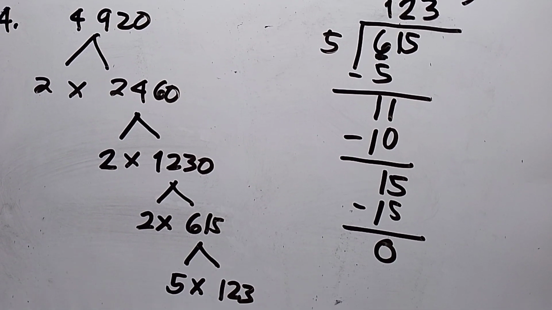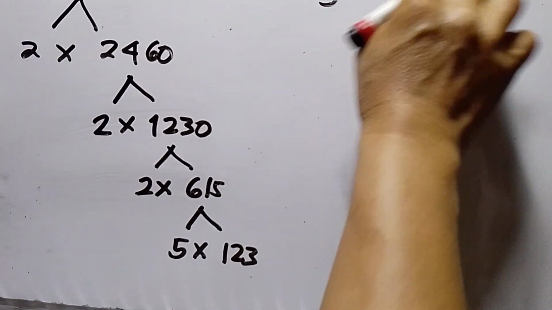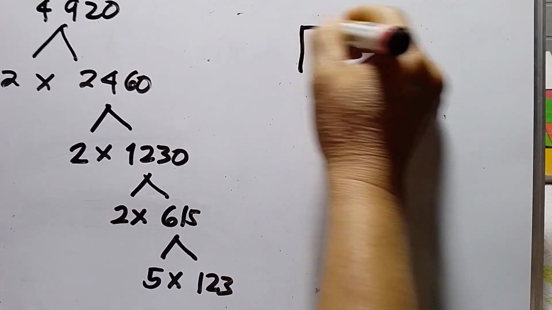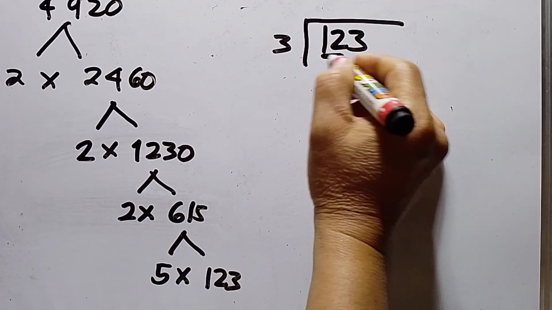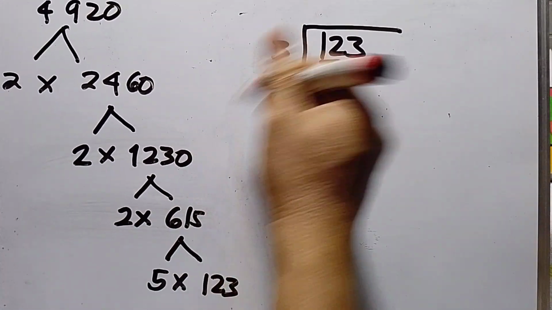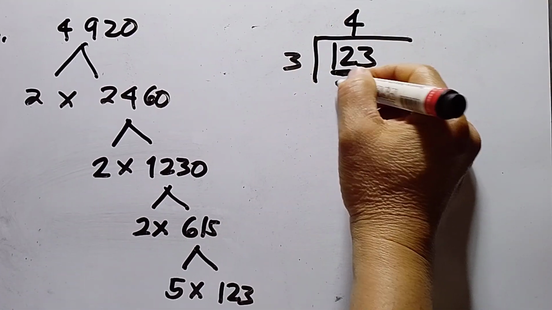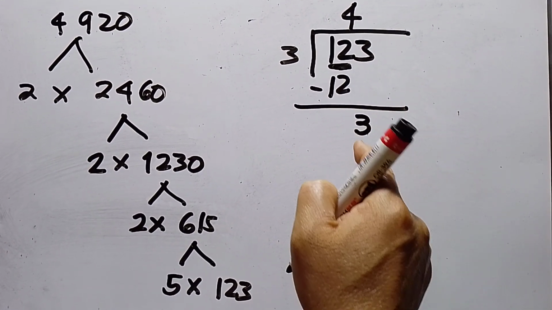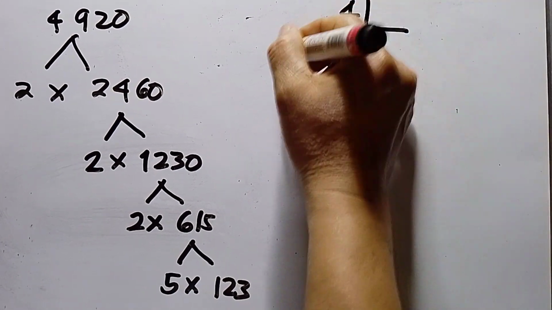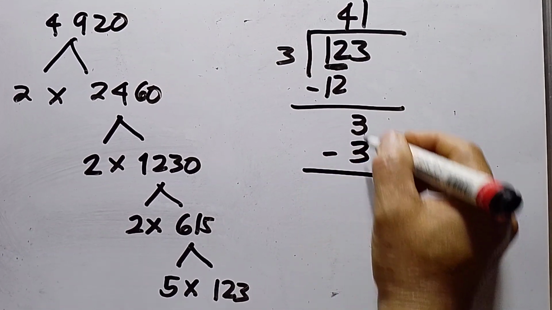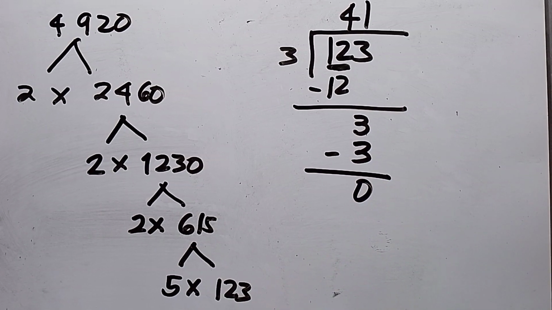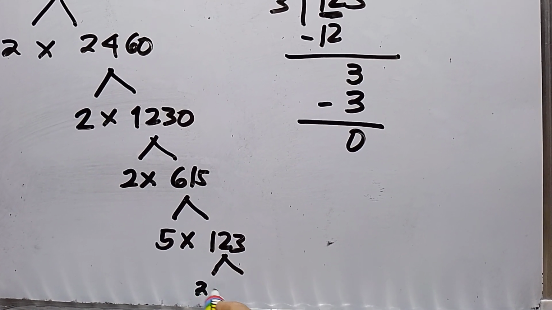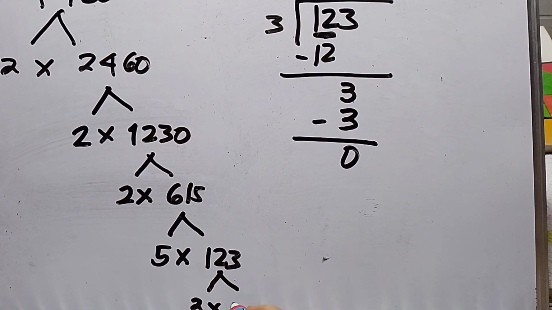Now 123 can be divided by 3. So 123 divided by 3. So I will use these two digits. So 12 divided by 3 is 4. 4 times 3 is 12. Then 12 take away 12, that will be 0. Then bring down 3. So 3 divided by 3, that is 1. 1 times 3 is 3. Then 3 take away 3, that will be 0. So the factors are 3 times 41.